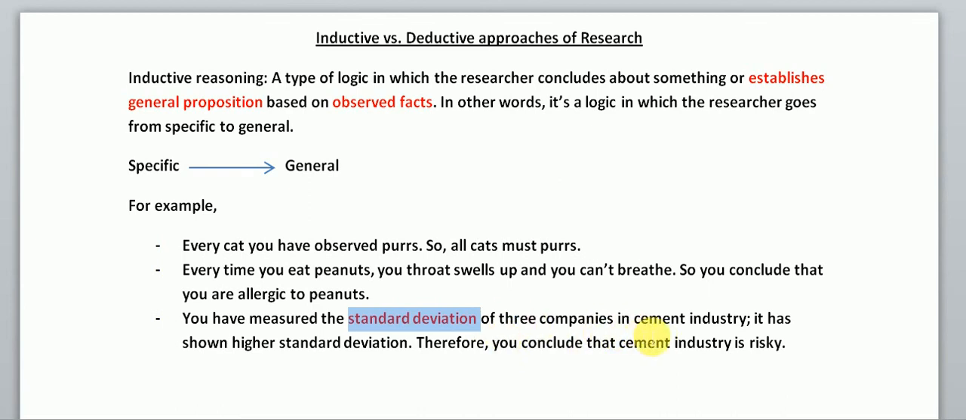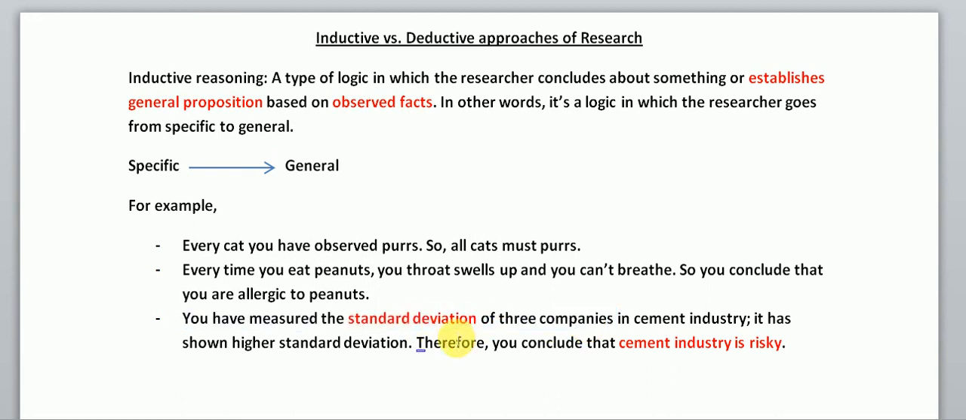So you have picked 3 companies from the cement industry, and you have computed the standard deviation. It means the risk, and you found that the standard deviation or the risk was higher in those 3 companies, right? Now, on the basis of this observation, you have concluded that the cement industry is risky. This is your general proposition, your general statement about the cement industry, and you have come up with it just from your observation of 3 companies. You have checked 3 companies, they had higher standard deviation.